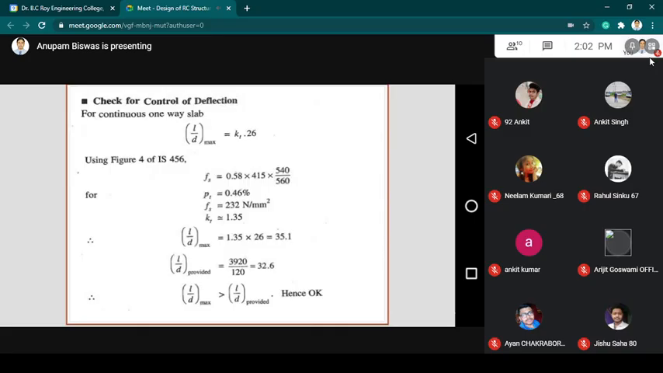So this is all about the one-way slab design, the continuous one-way slab design. Let us start a new chapter, that is two-way slab.